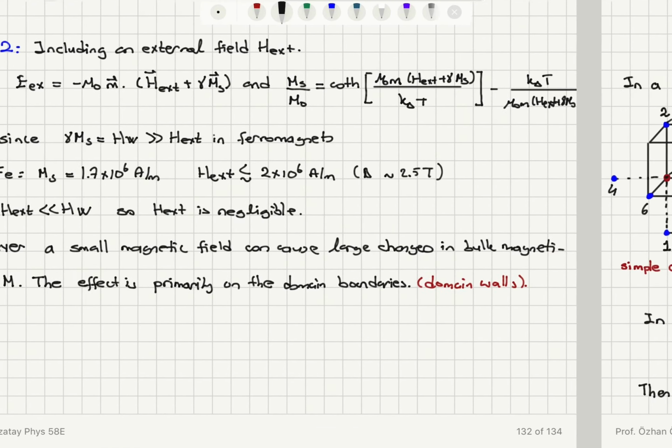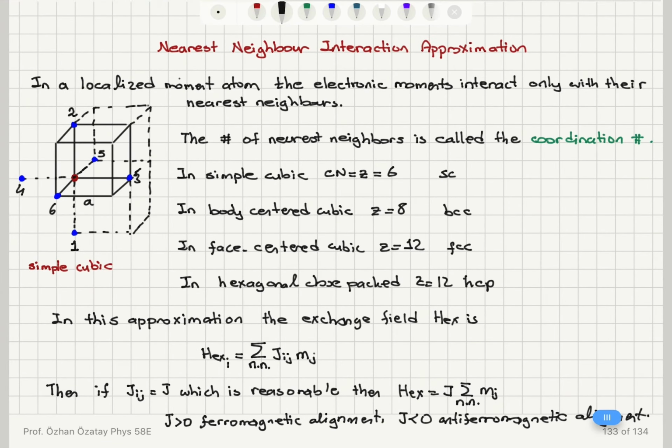Now, with the nearest neighbor interaction approximation, we should neglect the interaction with the next nearest neighbors. We should only consider nearest neighbors. Then we need the number of nearest neighbors we have. In simple cubic, it's 6, body-centered 8, face-centered 12, hexagonal close-packed structure 12.